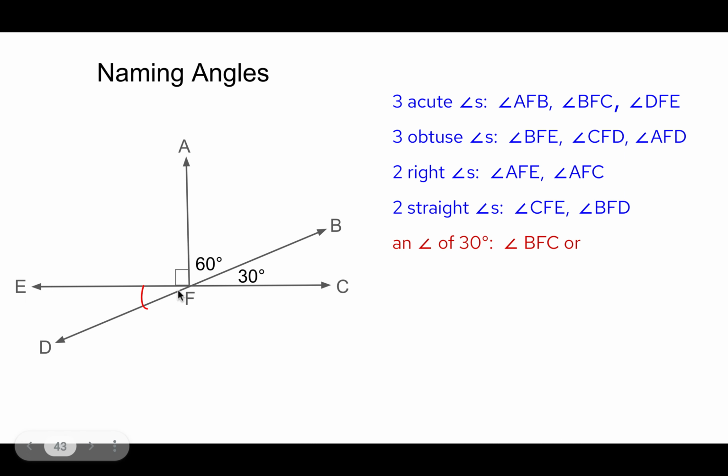Another one that I noticed is right here, because vertically opposite angles are equal. So angle DFE or EFD.